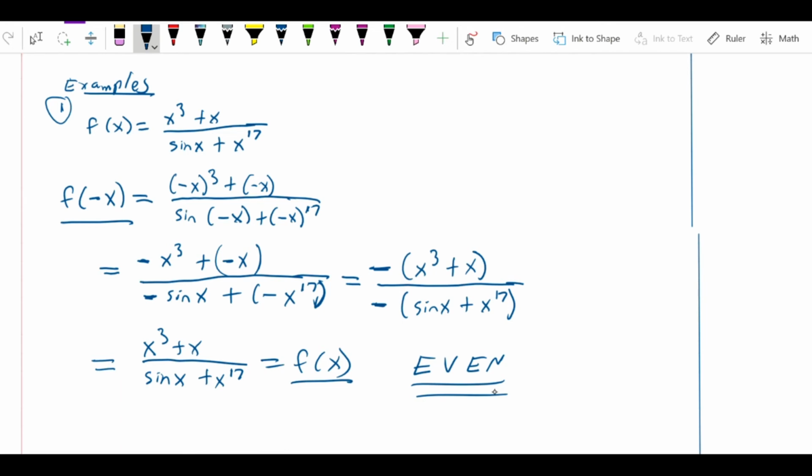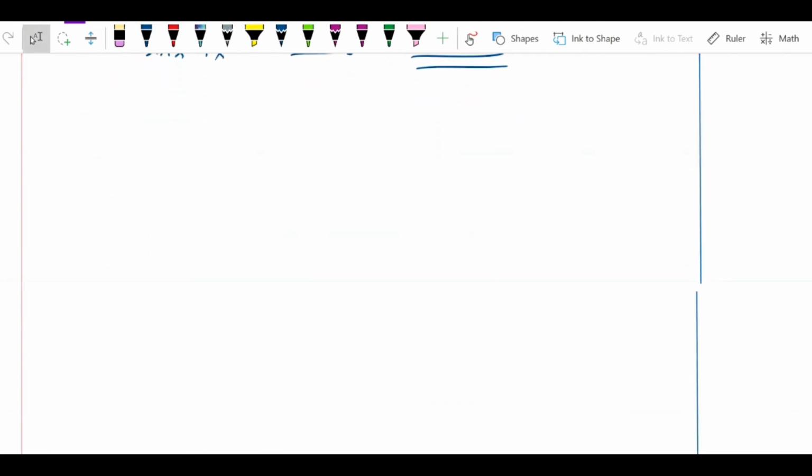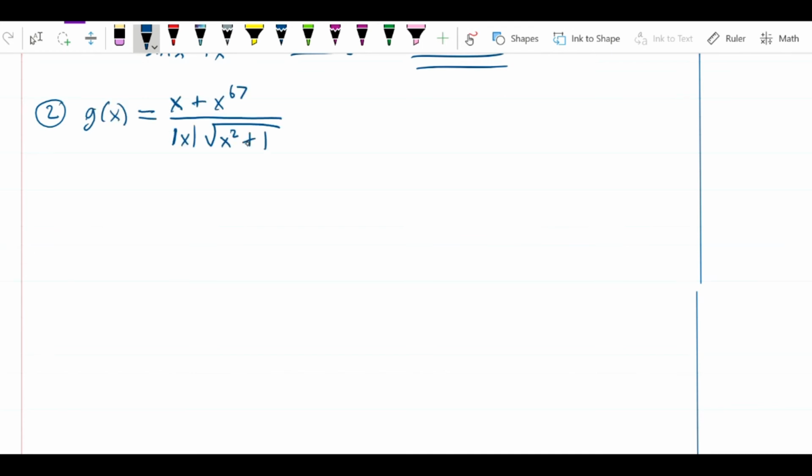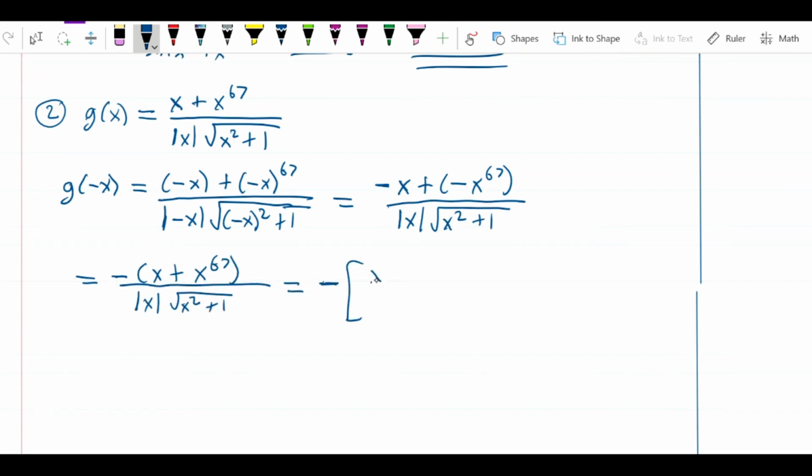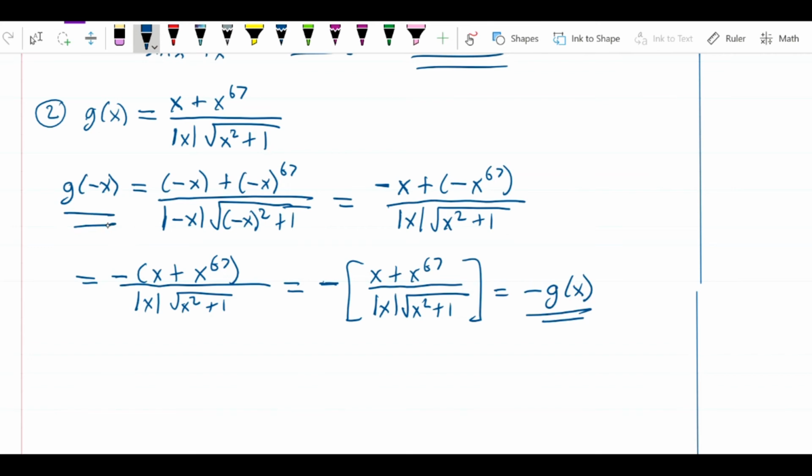Let's try another one. As usual, we start by simply plugging negative x into the original function and seeing where the algebra leads us. As we see in this case, g of negative x is equal to negative g of x, so this is an odd function.